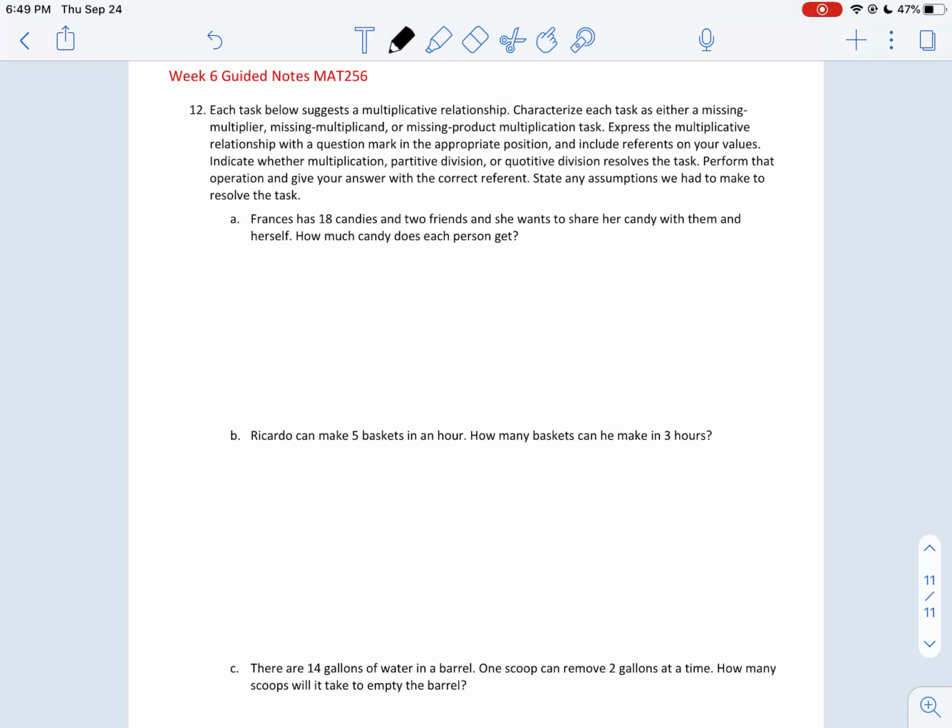Frances has 18 candies and 2 friends, and she wants to share her candy with them and herself. How much candy does each person get? All right, so we want to express this as an A times B equals C, and which of these 3 pieces do I know? Well, we know that there are 3 people, counting herself. And we don't know how many candies per person. But we do know that the total is 18 candies.